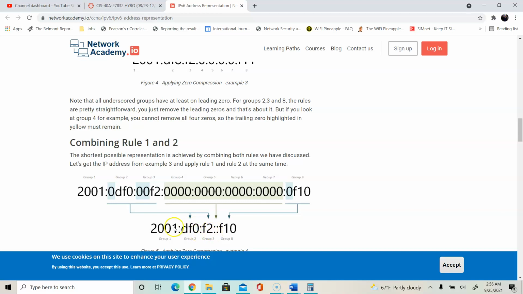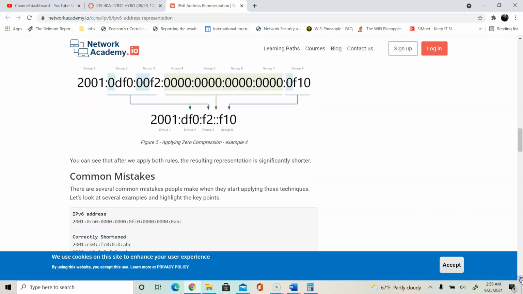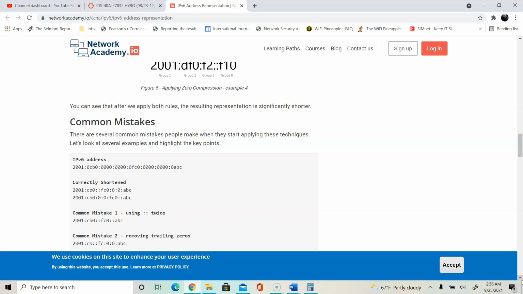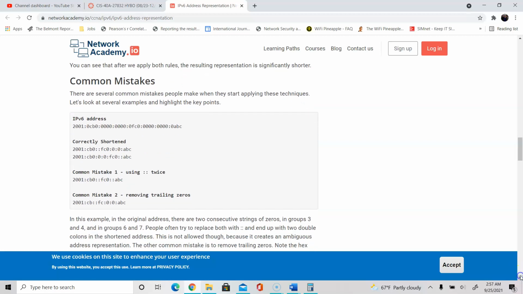You can never have two double colons, or two sections of double colon, at once. So you wanted to have this part here and this part here as a double colon, and then you would remove the 0 in the front. You would have the digits only because they are significant compared to the 0. So the common mistake would be that you don't shorten them appropriately. We never use the double colon like this twice. So you would only use it once, and then you would use the leading 0 to represent the other section if there is 0. And also, you don't remove the trailing 0, you only remove the leading 0.